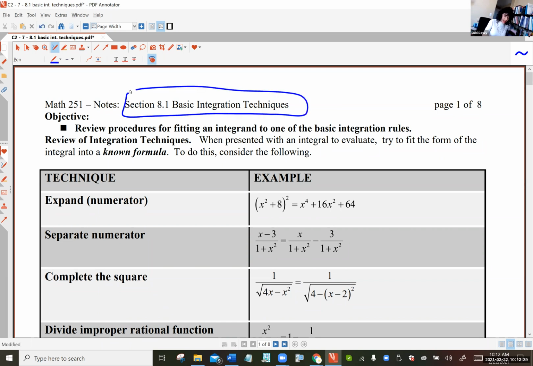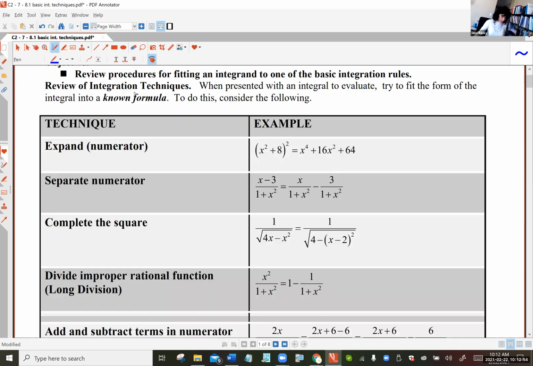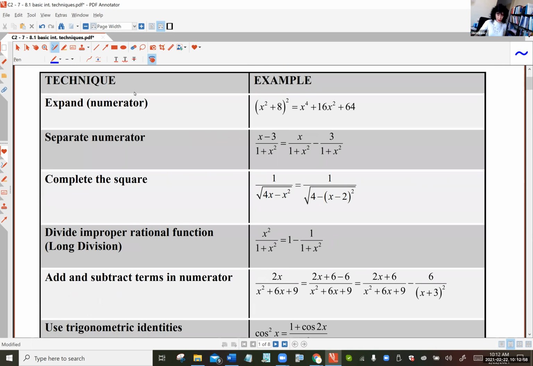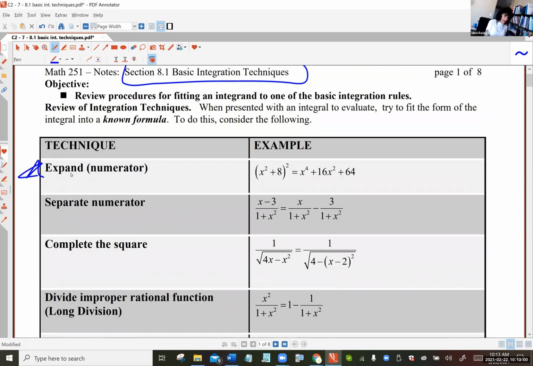8.1, basic integration techniques. So we're going to review some integration techniques that supposedly you saw in Calculus 1, but who knows? Maybe they ran out of time and didn't cover everything. But we'll go over this page, which has a bunch of stuff, some of which you may not have seen, okay? But I claim that you definitely saw Technique 1 in Calc 1, or at least you better.